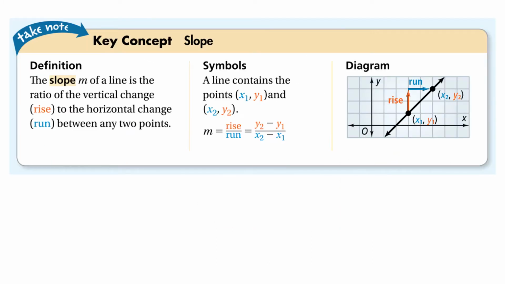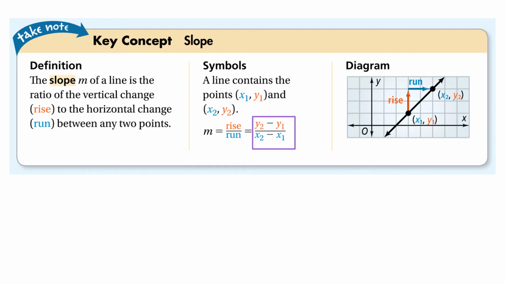So slope is labeled as m, and it is the ratio of the vertical change, which is your rise, to the horizontal change, which is your run. Rise goes up and down, run goes left and right. So what you need to write down is y2 minus y1 over x2 minus x1.